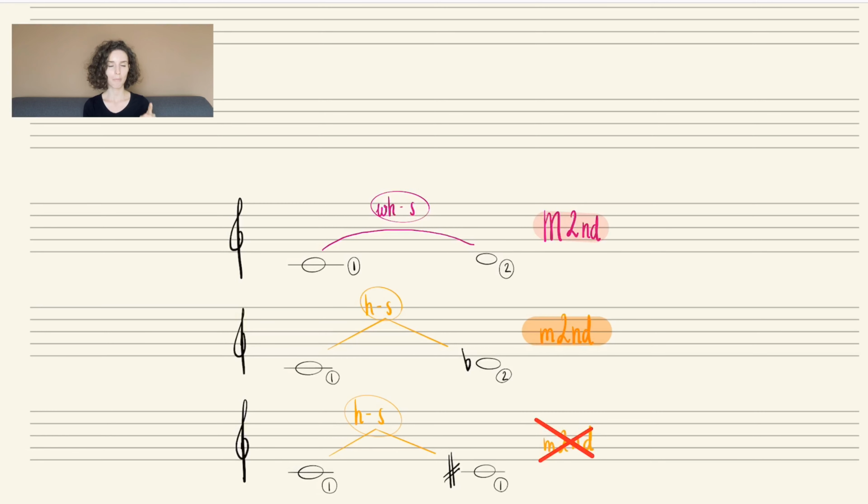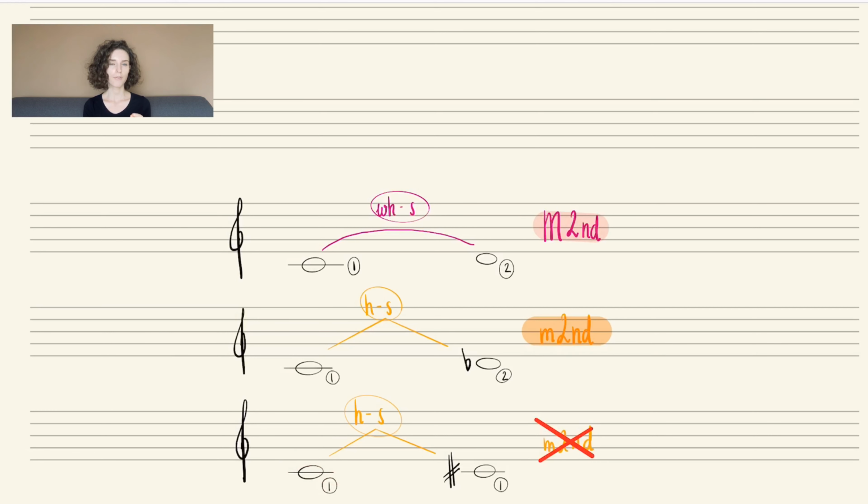But remember that in order to call an interval a second, whether major or minor, the numerical size of that interval has to be 2. So the notes have to span 2 letter names. What do I mean? Take a look at this. If you have C and D, there are 2 letter names, so the numerical size of that interval is going to be 2. It's going to be a second.